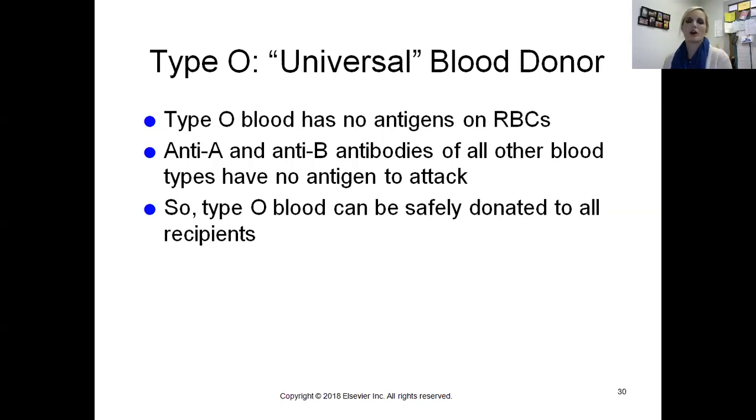As I mentioned, type O is the universal donor. Type O, again, has no antigens on their red blood cells, so they can be given to anybody. The anti-A and anti-B antibodies of all other blood types have no antigen to attack. So that's why they're considered the universal donor. Type O can be safely donated to anyone.